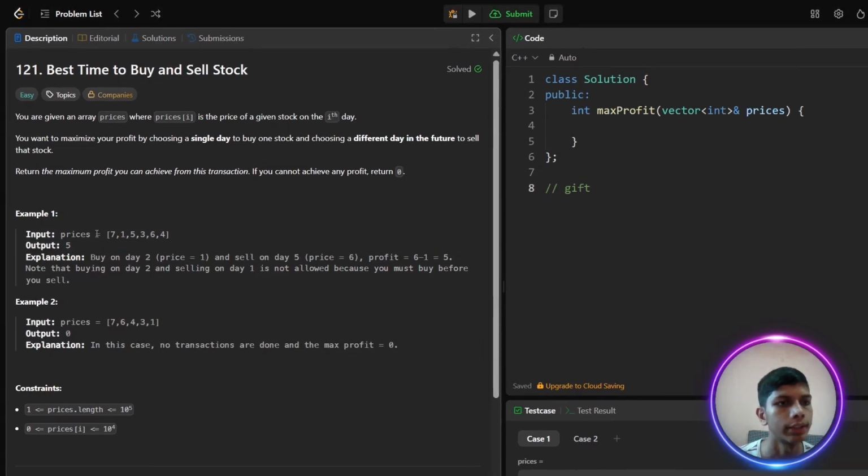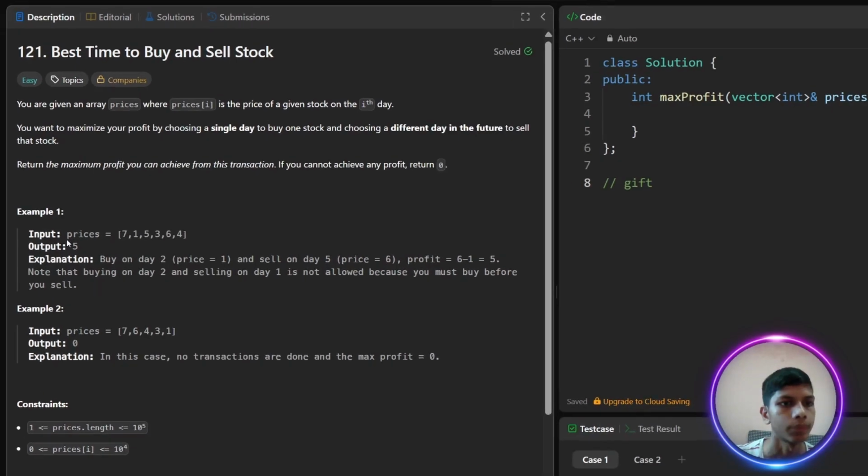So now let's see this example clearly. Will we buy our gift at day 0 at 7? No, because it is the maximum price. We will not buy it on the day on which it has the maximum price. We will buy on this day because it is the minimum. So we will buy our gift on this day.